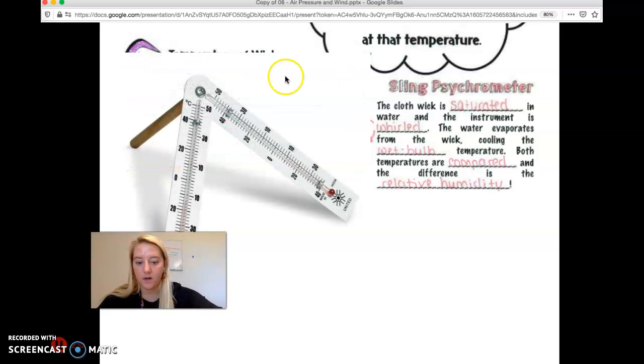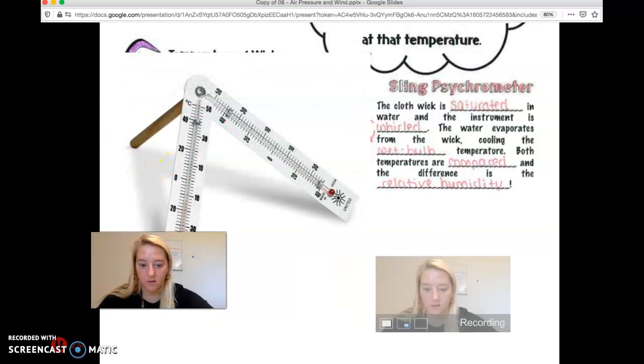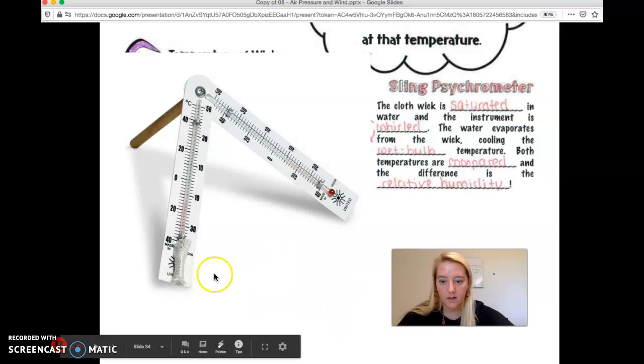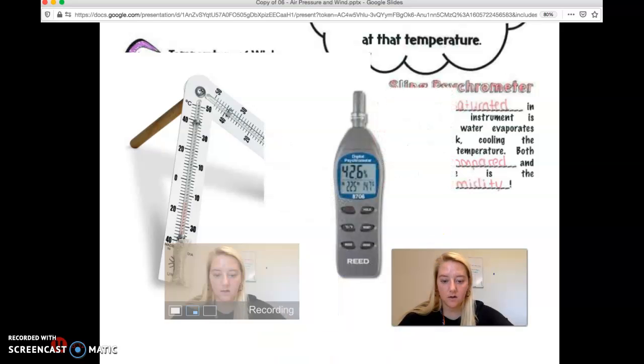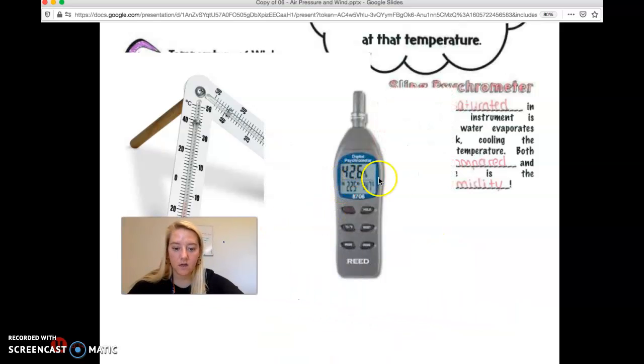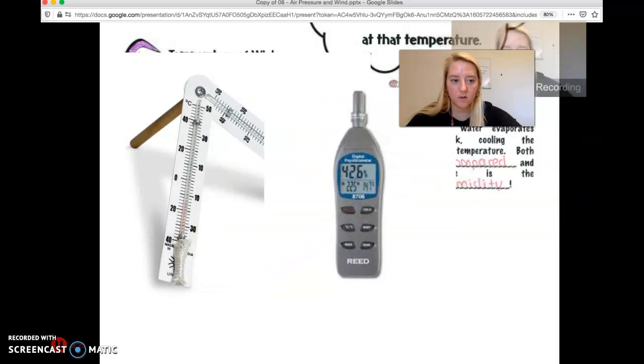Here's an example of what an actual sling psychrometer looks like. Again, it's just two thermometers. One of them has a wick over it that you dampen before you whirl it around in the air. And then you compare the two temperatures to figure out relative humidity. Now, because technology has advanced, we've got handy dandy readers like this that will actually calculate the relative humidity for you. No math involved, but what kind of fun is that? We want to be able to calculate relative humidity, so we're going to learn how.